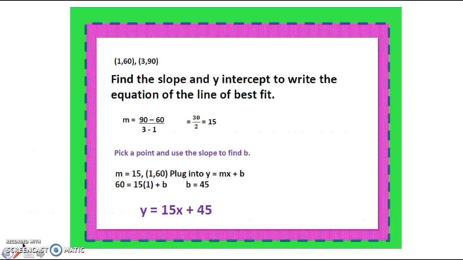So I'm just going to go back real quick, and I want you to copy down this part right here for number 2. So go ahead and pause the video and have everybody copy m equals 90 minus 60 over 3 minus 1 equals 30 over 2, which is equal to 15. So pause the video and let everybody copy that down.